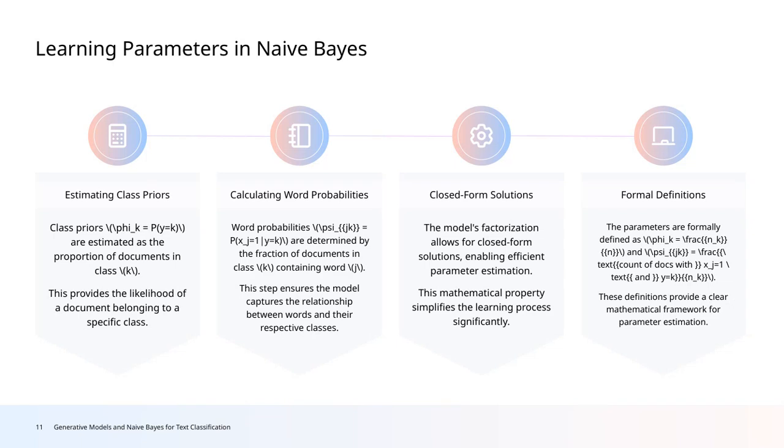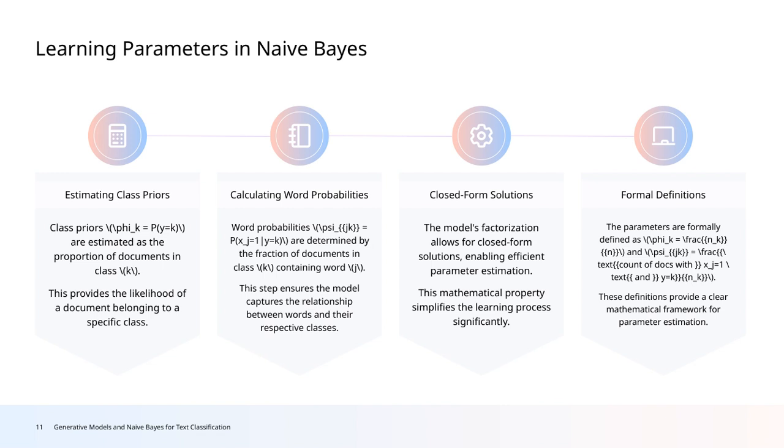Now, let's take a closer look at how we learn the parameters in naive Bayes for text classification. The key parameters are defined mathematically as phi_k equals the number of documents in class k divided by n, and psi_jk equals the count of documents where x_j equals 1 and y equals k, divided by the number of documents where y equals k. These formulas give us a clear framework for estimating these parameters. What's really useful here is that the model's structure allows for what's called closed-form solutions. This means we can compute these estimates directly and efficiently, which simplifies the learning process quite a bit.